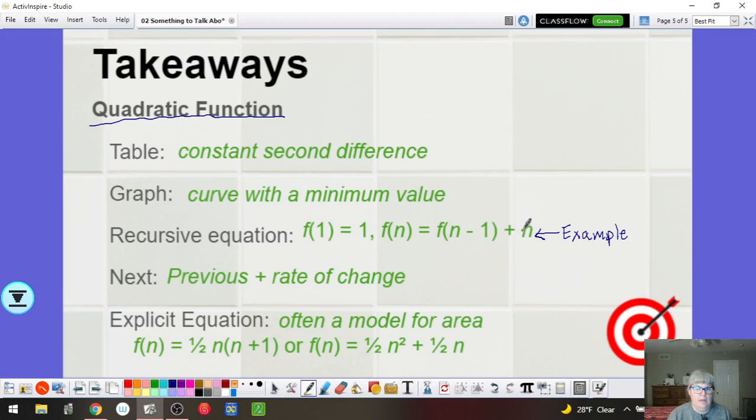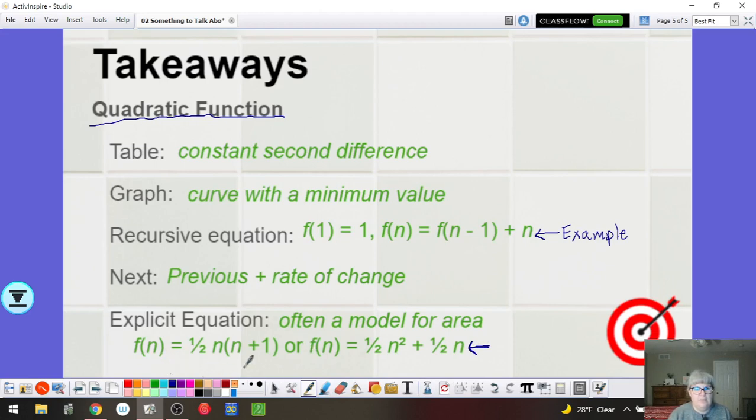Maybe it's a linear first difference, but it increases by 4 every time, so we might have 4n here. But this is a linear term, this n. The next term is found by taking the previous and adding a rate of change. In this case, it's a linear rate of change. And then an explicit equation is often a model for area. Quadratics are often used to compare areas or talk about areas.